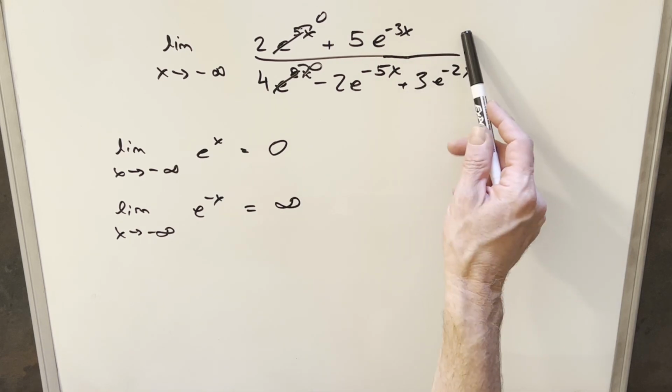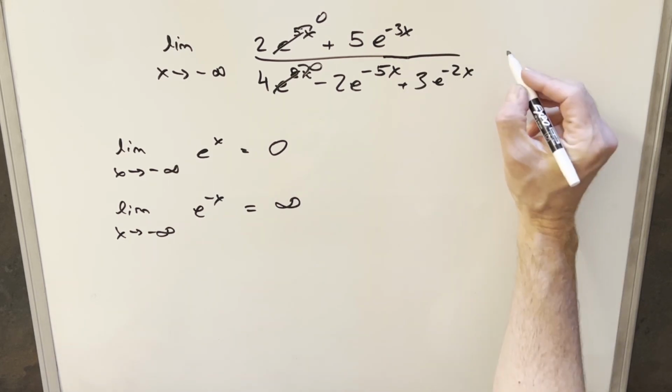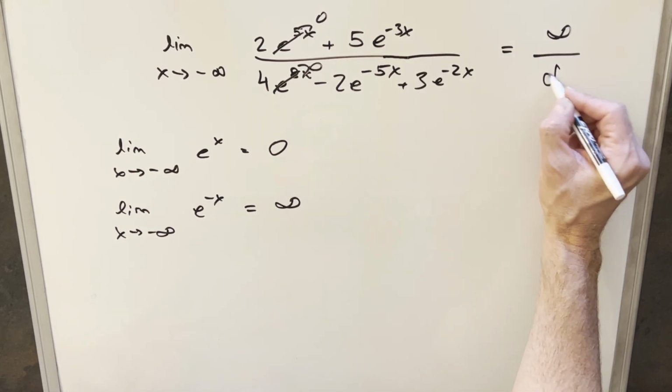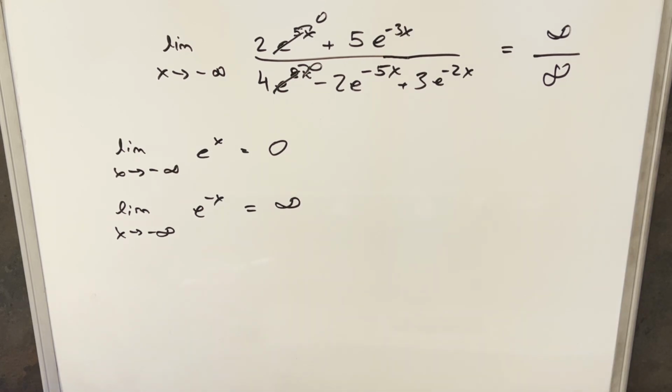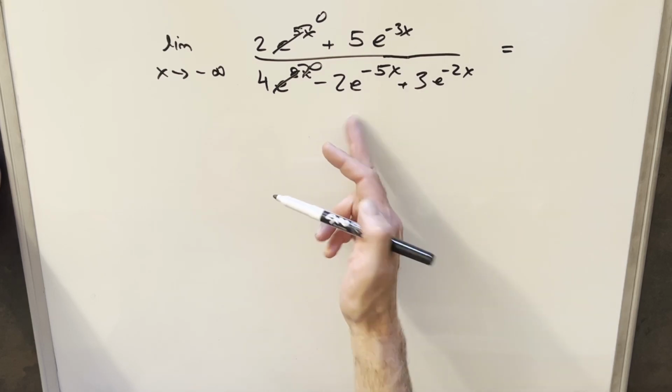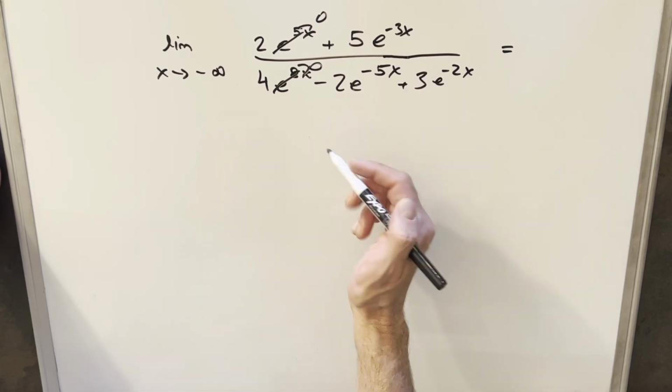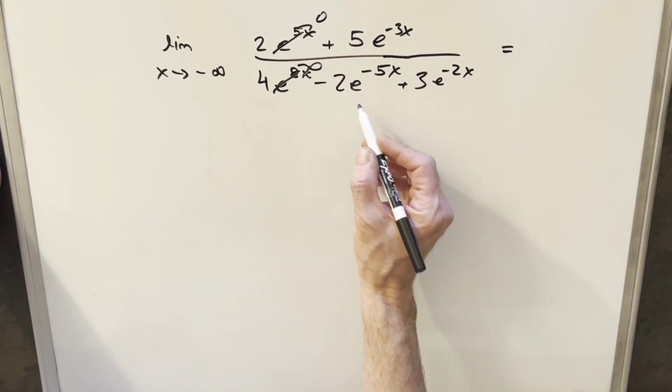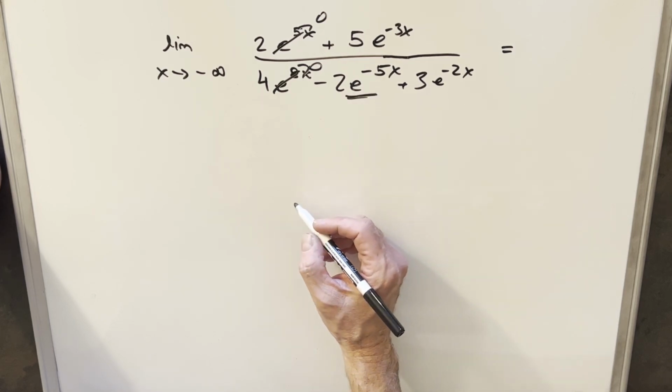So it's clear at this point that our numerator is going to be going to infinity and our denominator is going to be going to infinity, but this is going to be an indeterminate form, so we're going to have to do some more work on this. Even though we don't have polynomials in the numerator and denominator, we can still do something very similar and factor out the highest power in the denominator. And in this case, it's going to be this e to the minus 5x.